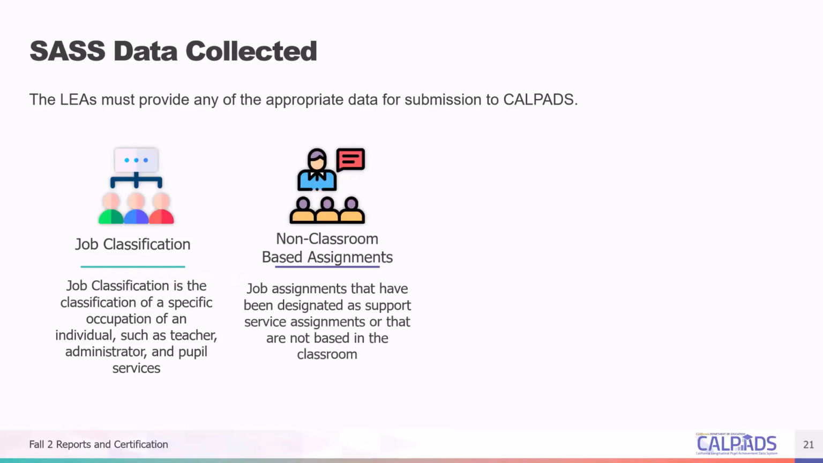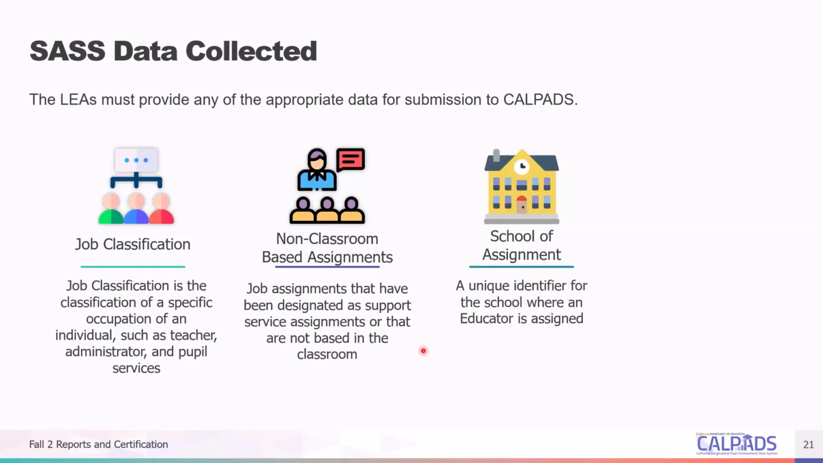Next is the non-classroom based assignments. These are support service roles that take place outside of the classroom. For example, you have counselors, specialists, or other staff who provide essential services but don't directly teach students. Then we have School of Assignment. This is a unique identifier for the school where an educator is assigned. It ensures that staff data are correctly linked to the right school site.